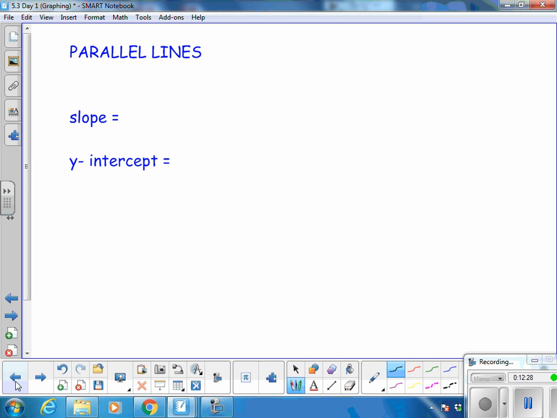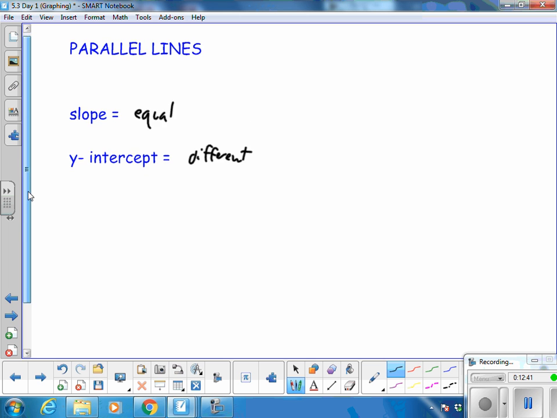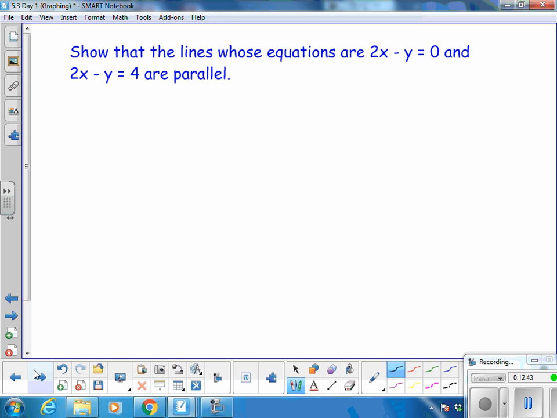So let's look back here. So parallel lines, the slopes are going to be equal, but the y-intercepts, they could be different. We just got to keep an eye on that. And that will look at parallel lines. Let's see what else we got here.